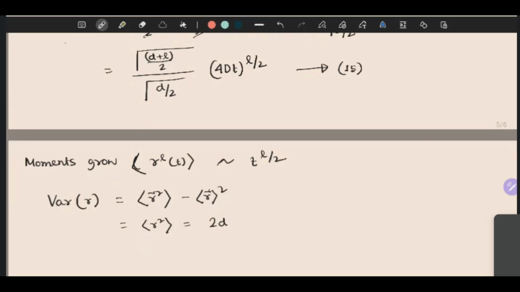So it gives d by 2 times 4 Dt, which becomes 2 d Dt, because there it will be gamma of d plus 2 by 2 over gamma of d by 2 equal to d by 2. So this is like the simple Brownian motion. For 1d this will be 2 Dt, for 3d this will be 6 Dt, like this. Okay, so we'll stop here and we will continue our discussion in the next class.